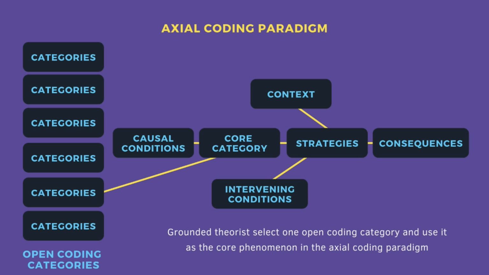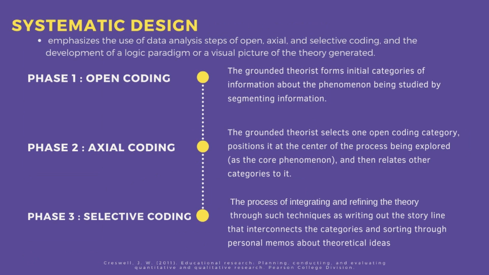The next slide shows the paradigm of the other categories, which are causal conditions, context, core category, intervening conditions, strategies, and consequences. In the third phase, selective coding comes into place as the grounded theorist writes a theory from the interrelationship of the categories in the axial coding model. As said by Strauss and Corbin in 1998, it is a process of integrating and refining the theory through such techniques as writing out a storyline that interconnects the categories and sorting through personal memos about the theoretical ideas.